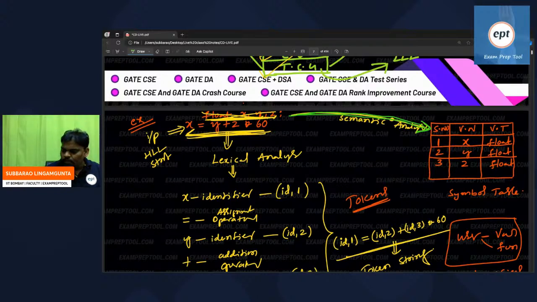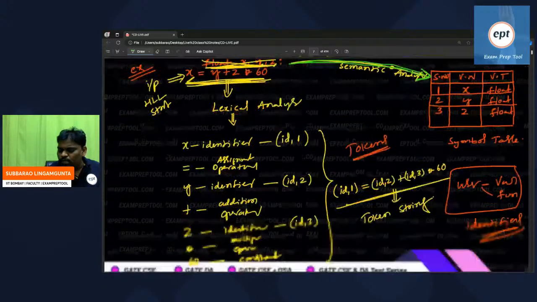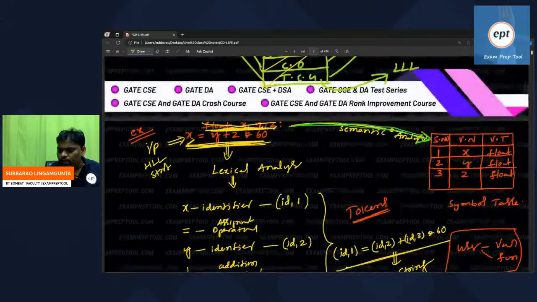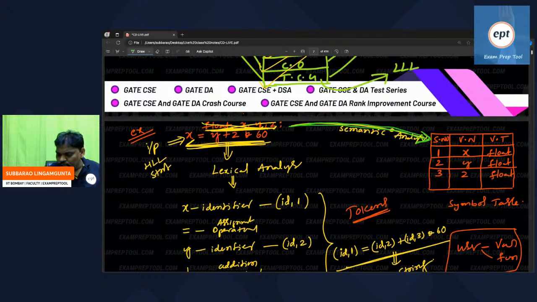Now listen once, there's one small story here. When a declaration is there, the semantic analyzer comes into the picture. He will store it inside a symbol table, because the declaration only will say what type each variable is. Be careful, the declaration only will say what type each variable is.